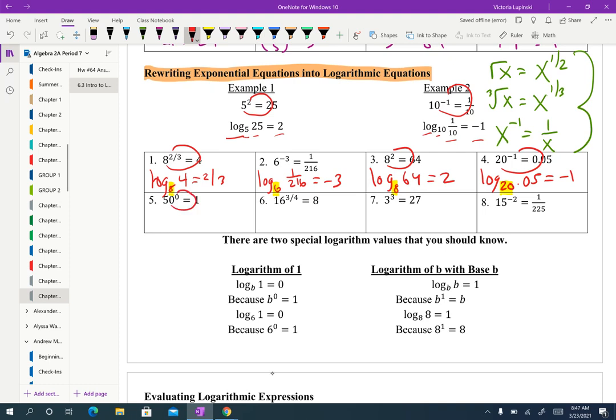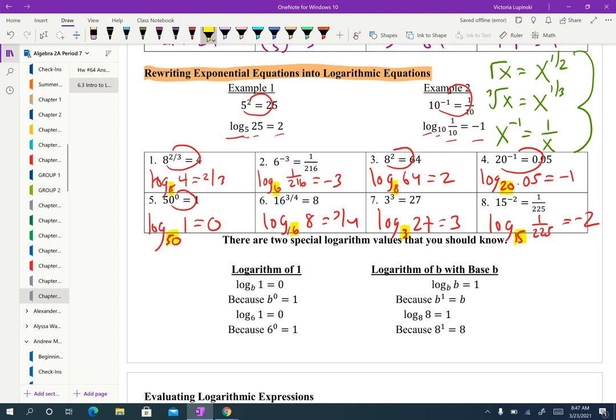All right, so if you've had a chance to try, you would say that log base 50 of 1 is equal to 0. Again, maybe you don't have to write the loop anymore. Log base 16 of 8 is equal to 3/4. Log base 3 of 27 equals 3. And finally, log base 15 of 1 over 225 is equal to -2. And again, once you get the relationship part down, the loop rule, just make sure you're writing stuff in the correct font size, exactly where it's supposed to go.